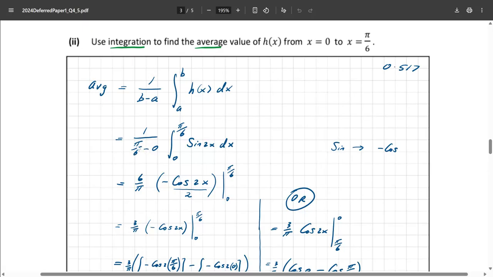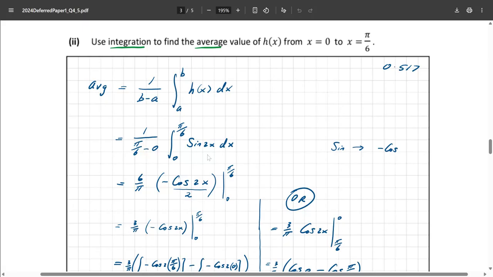So it's 1 over pi over 6 minus naught, which is 1 over pi over 6. Now dividing by a fraction is the same as multiplying by the fraction upside down. So turn that upside down and you get 6 over pi. Just be a little bit careful here now. With sine 2x, well, again in the tables, if you look up sine, it goes to minus cos when you're integrating. So be careful here, we're integrating, not differentiating. So look at the right page of the tables. So sine goes to minus cos.